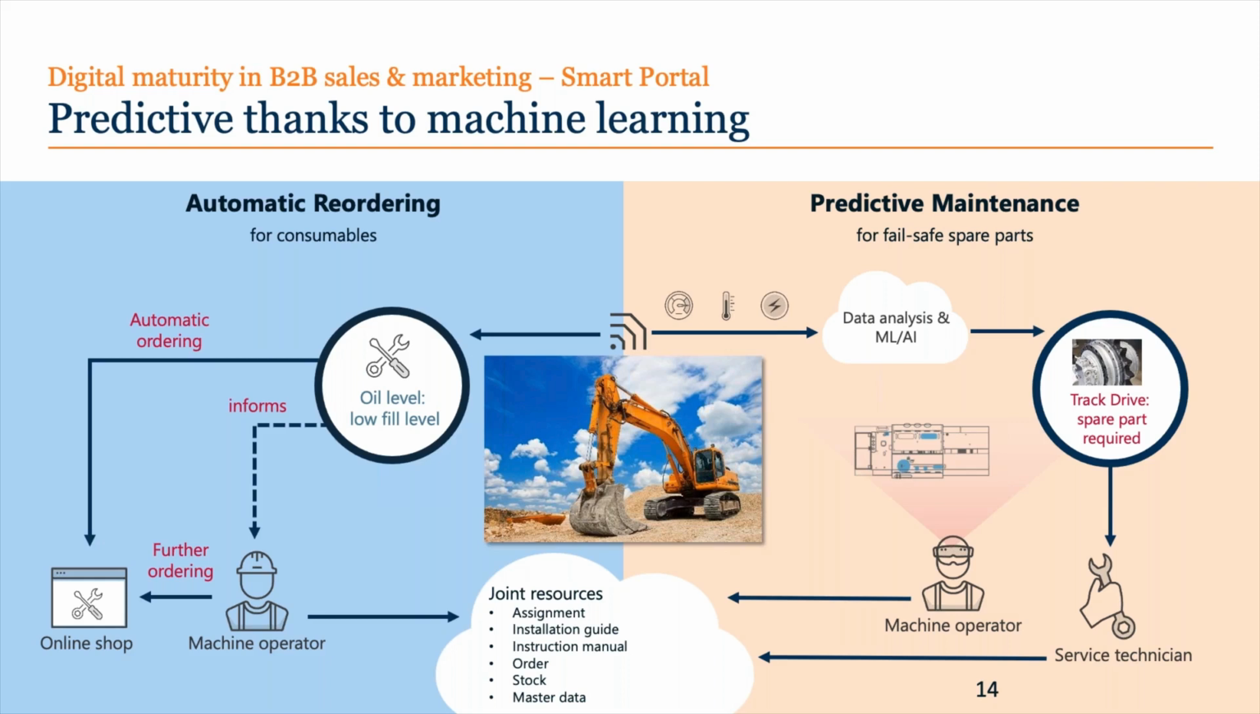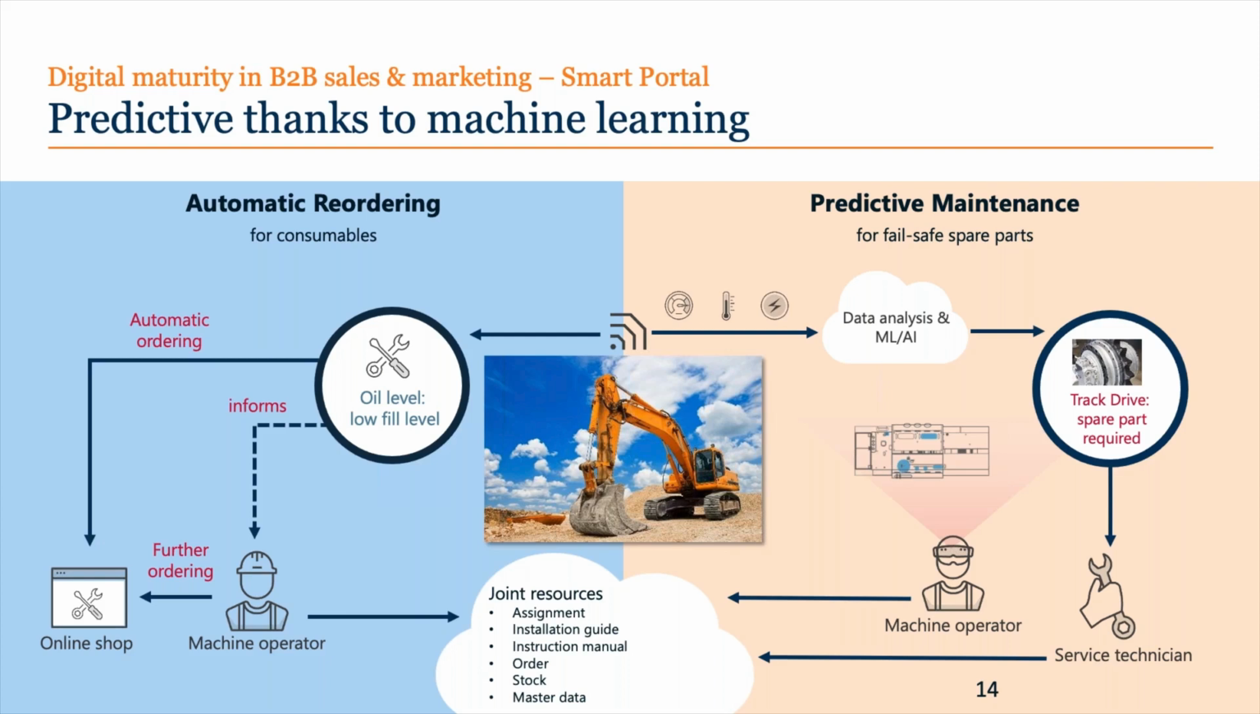And if we take an example, we have a situation of a low fill level of oil. The machine communicates this and sends data to the portal. The portal acts on that data and creates an order and informs the operator via a notification. So everything goes more automatically and makes it easier for the user.